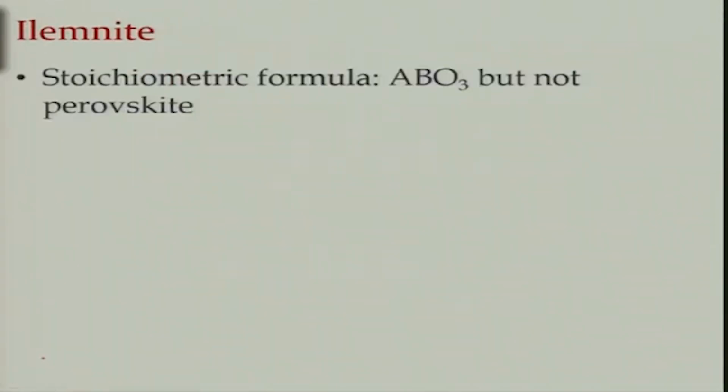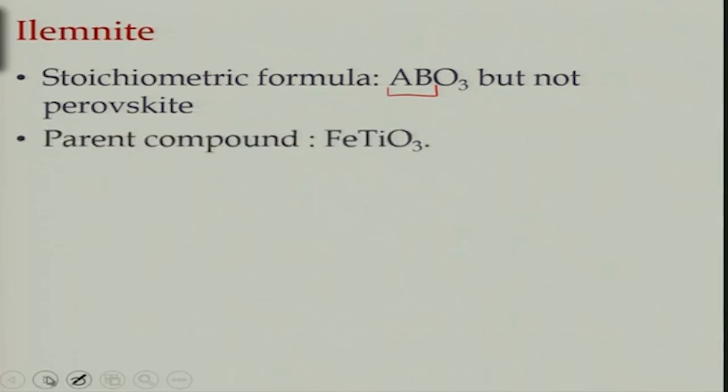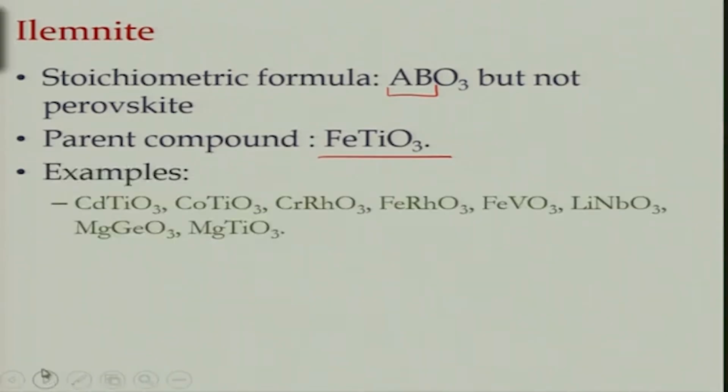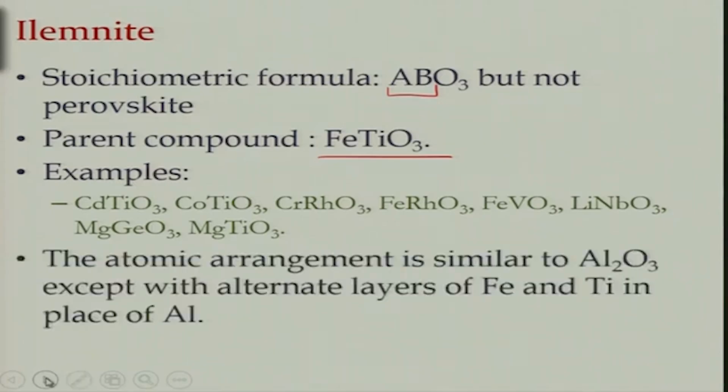You can make another structure based on the same thing, which is ilmenite. Ilmenite is ABO3, but it is not perovskite. Essentially it is Al2O3, but instead of 2 aluminum you have 1 A and 1 B; you have divided the 2 aluminum into 1 A and 1 B. The parent compound is FeTiO3, which is called the ilmenite mineral. That is why it's called ilmenite, but there are a lot of other materials, cadmium titanate, cobalt titanate, etc., which follow a similar structure.